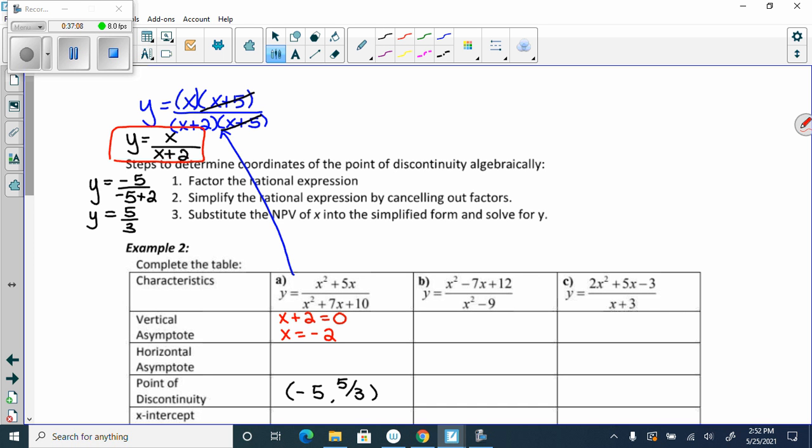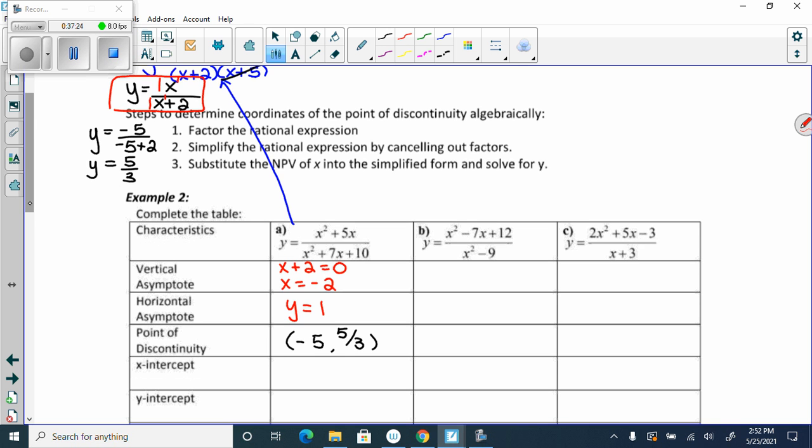And what's my horizontal asymptote? They're the same degree. So this is degree 1 and degree 1. So it's going to be 1 over 1. So it's going to be at y equals 1. I'm not concerned about the x and y intercepts. We'll ignore those for now. Do you understand how I got those things, though? How I got those? Okay, this is where people mess up.